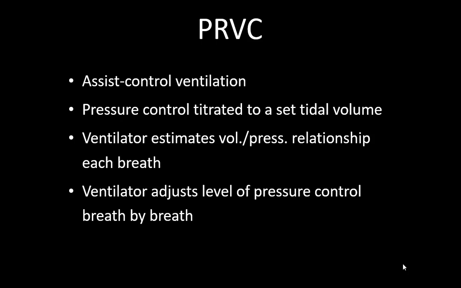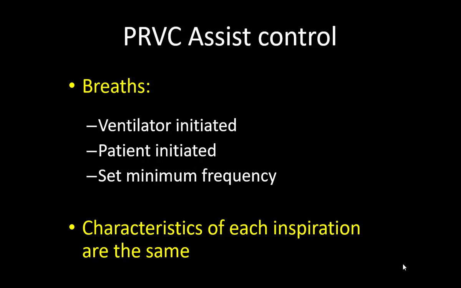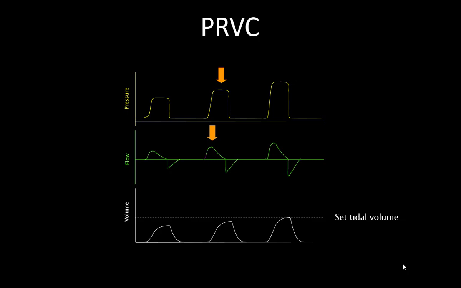The ventilator estimates the pressure and volume relationship of each breath, and adjusts the level of pressure control in the next breath, not in the same breath. Breaths can be ventilator initiated or patient initiated, and there can be a set minimum frequency. As you can see here, I have deliberately not kept that pressure control volume breath, the first test breath. So what is happening? As you can see, the ventilator measures this. It finds that the tidal volume delivery is less than the set tidal volume.